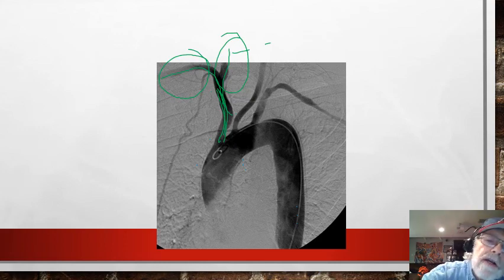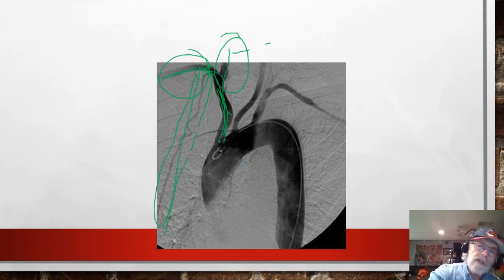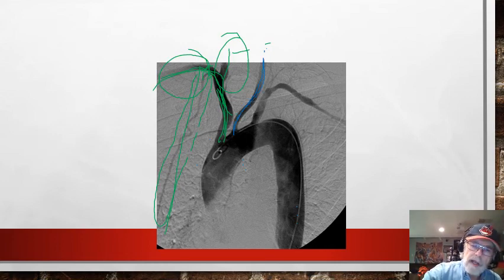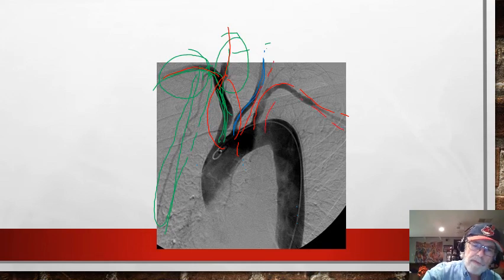If you see this artery right here, that's the internal thoracic artery, the one I was talking about just a few minutes ago. It's the first one that comes down right from the area of the subclavian, right about here. This one's going to the arm. This branch right here is the left common carotid. And this branch right here is the left subclavian. So I have my brachiocephalic, which then goes into my right subclavian and right common carotid. I have my left common carotid and my left subclavian coming out here.